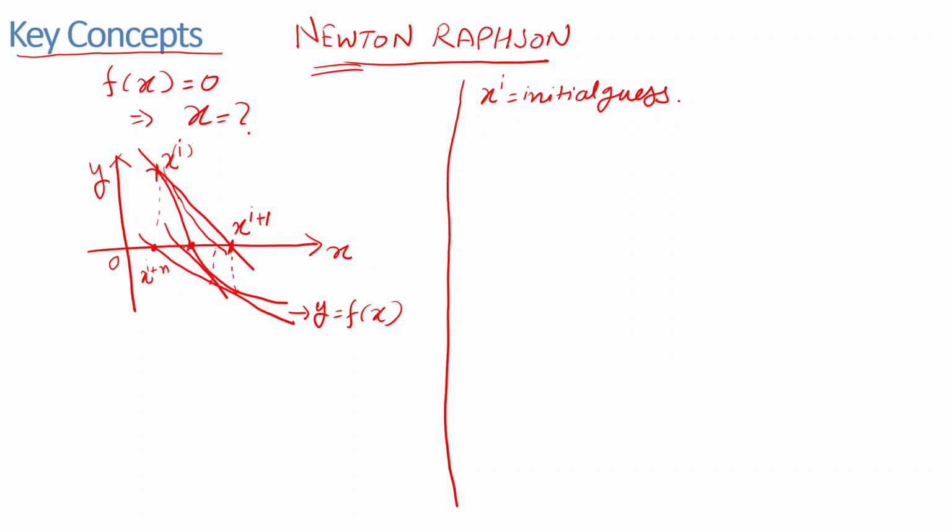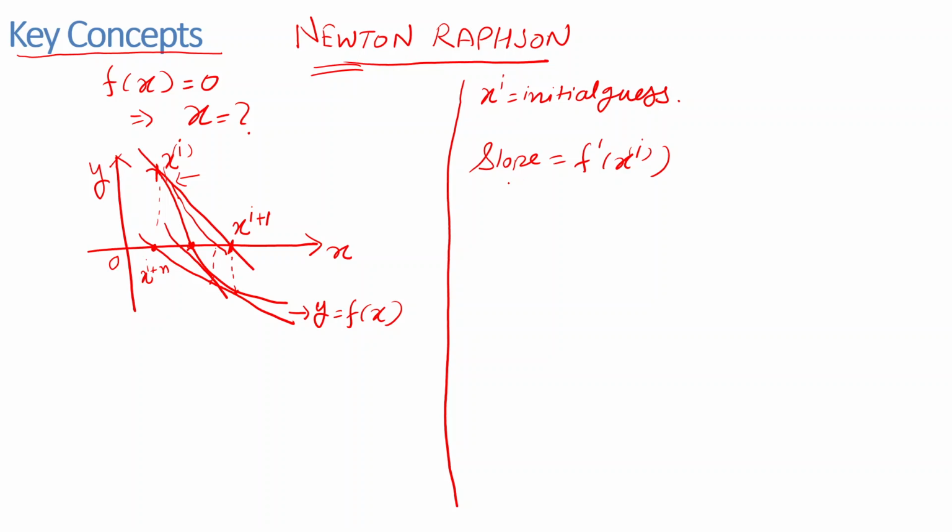Okay, so how will we proceed using this algorithm? So at this point I am calculating the slope, and from that slope I will be finding the equation of this tangent, and the next point will be the point at which this tangent intersects my x-axis. So the slope at this point we can write as f dash of xi.